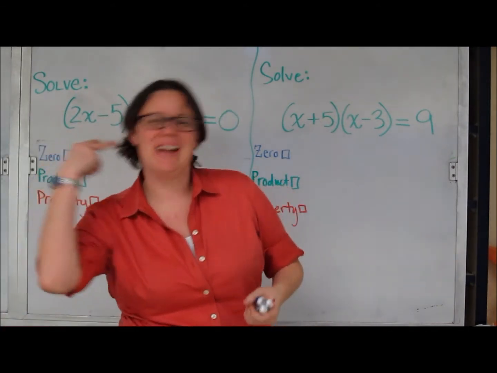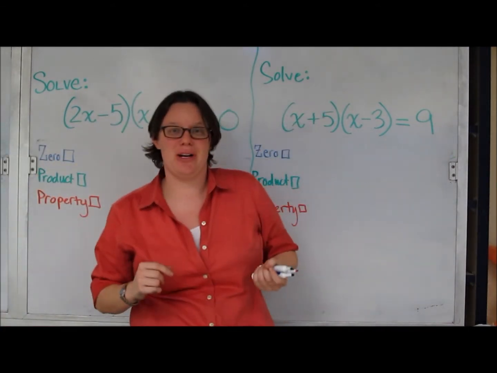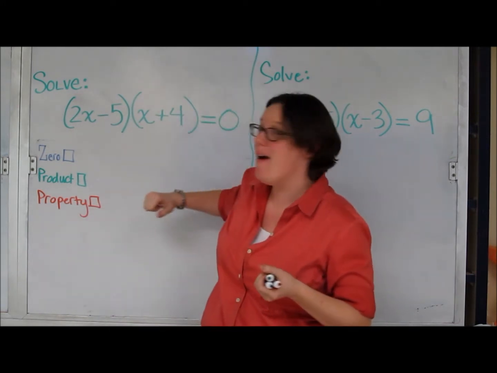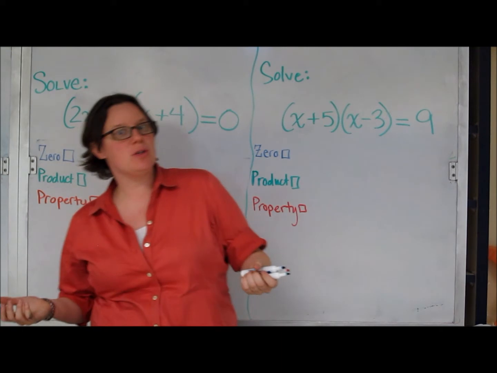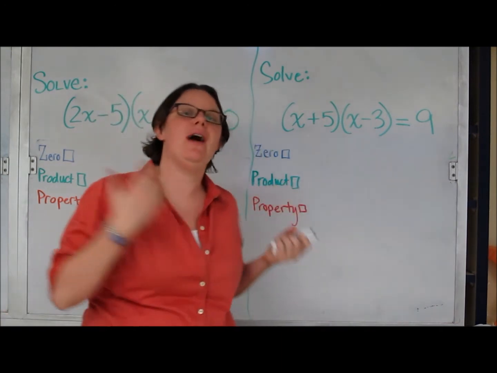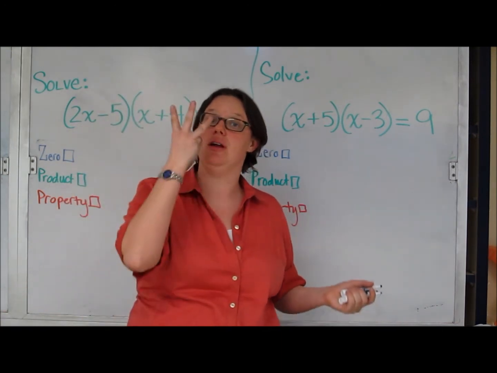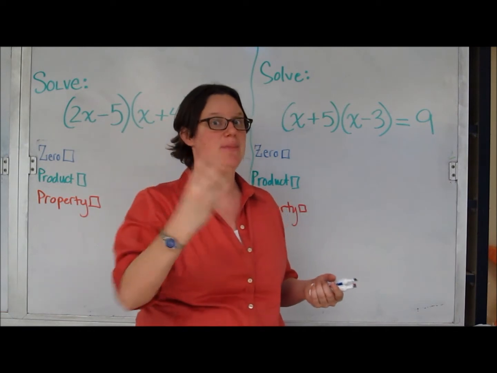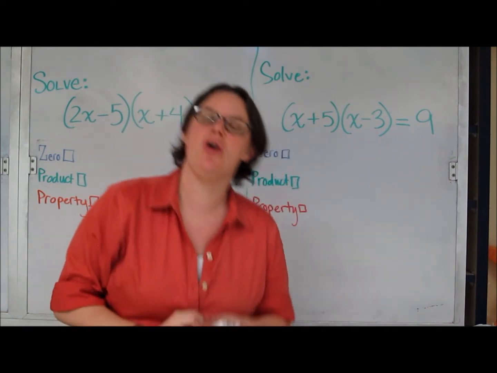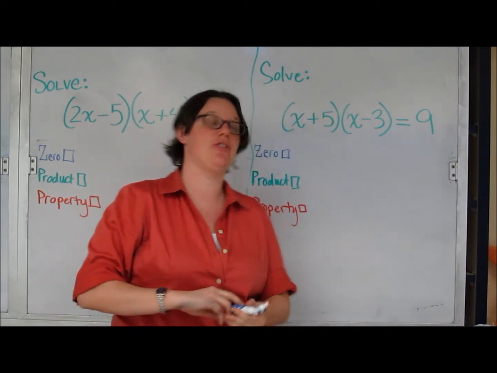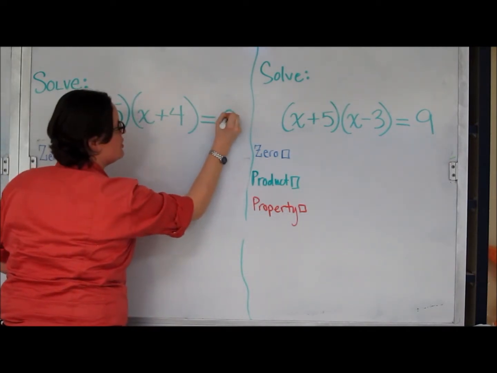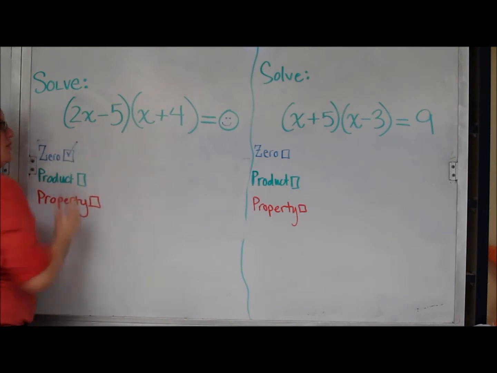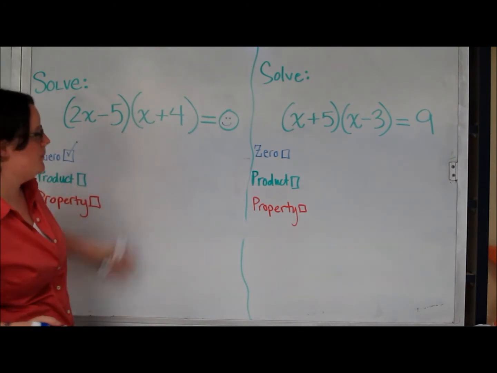Alright, so we've got two equations to solve with the zero product property, one of which is going to be easy, one of which is going to be a little bit more work. How do I know which one's going to be easy from the get-go? Well, I think about the zero product property. 3 words, 3 steps. Step 1, 0, you have to have an equation equal to 0. This equation is already equal to 0. Step 1 is taken care of. That makes this an easy equation.